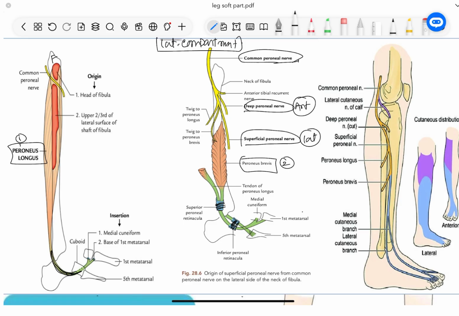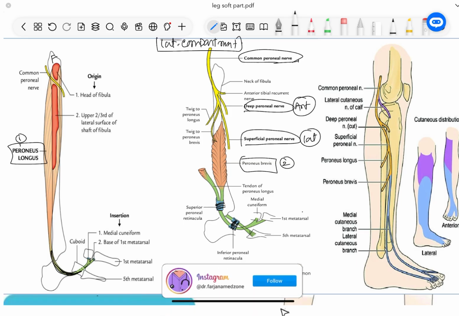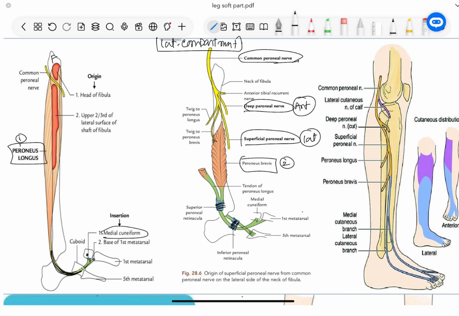Then it goes toward the insertion point. What is the insertion point? It is inserted into the infralateral surface of the base of the first metatarsal bone. So from the lateral side it moves underneath the foot to the medial aspect and is inserted into these bones: number one, the medial cuneiform, and number two, the base of the first metatarsal. So it starts from the lateral side, goes behind the lateral malleolus under cover of the retinaculum, and underneath the foot moves toward the medial side for insertion. That is all about the peroneus longus.